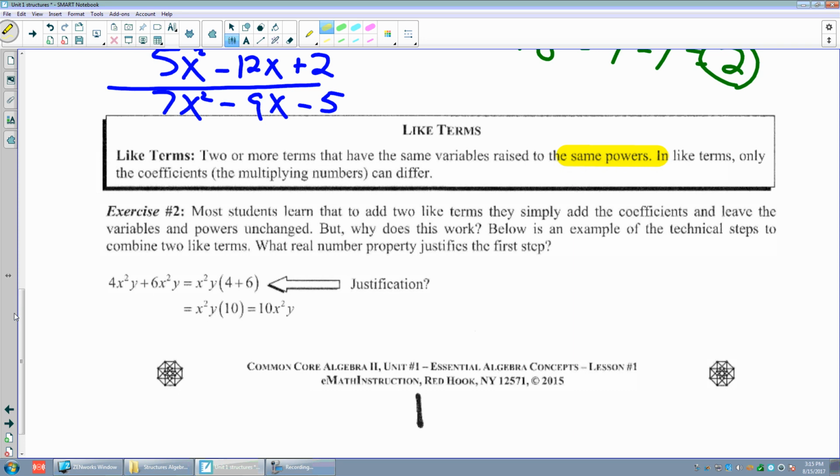Okay, justification. What's going on here? If you look at this from right to left, look at it that way. What's going on here? Well, it looks like we distributed, we multiplied. It's a distribution.